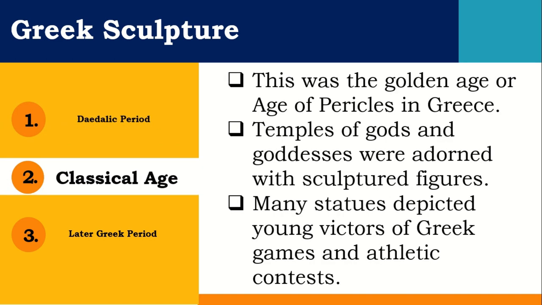The second one is the Classical Age. This was the Golden Age or Age of Pericles in Greece. Temples of gods and goddesses were adorned with sculptured figures. Many statues depicted young victors of Greek games and athletic contests.